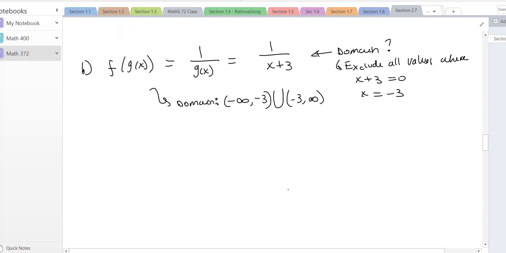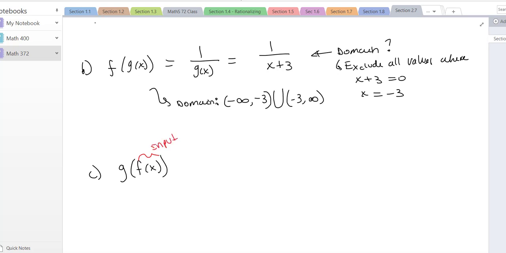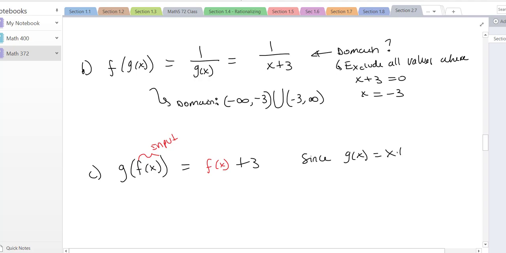What about part C, g of f of x. Now f of x is the input into g. So g was x plus 3. So I'm going to have my input, f of x, plus 3. Right? Since g of x was x plus 3. So you replace the x. The x is the input. And so what was f of x? f of x was 1 over x.